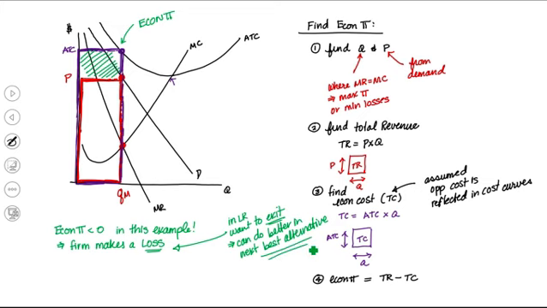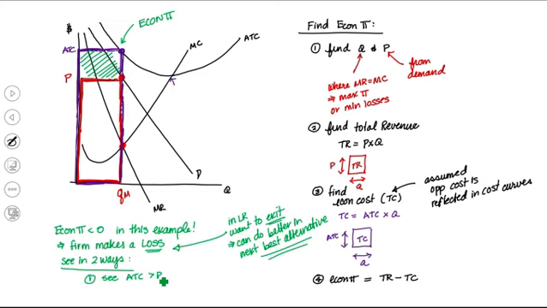So the firm here makes a loss. Everyone agree? And we can see this loss in two different ways. The first way is that we saw that average total cost is greater than price. Everyone agree? If your average total cost is greater than your price that you're getting, you're making a loss. So that's one way that we could see it.